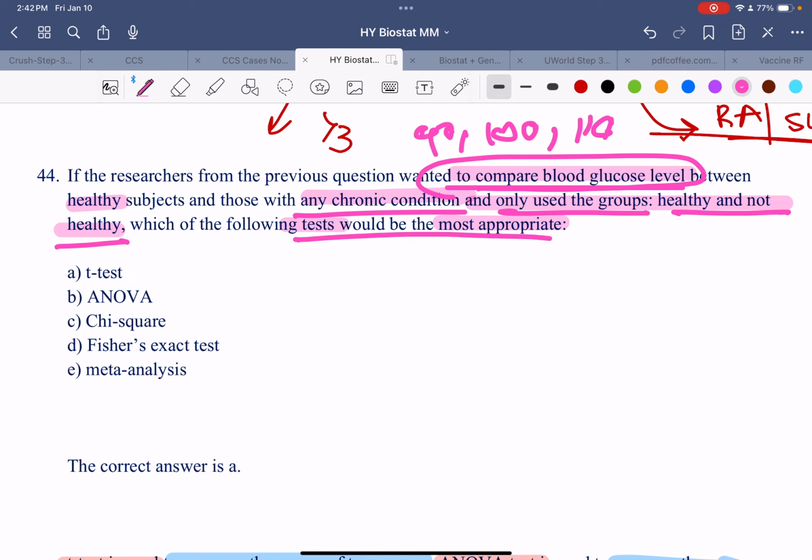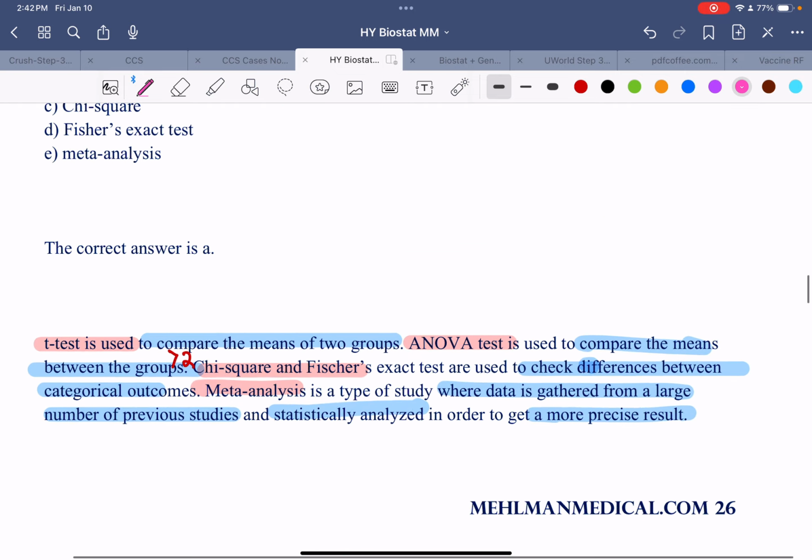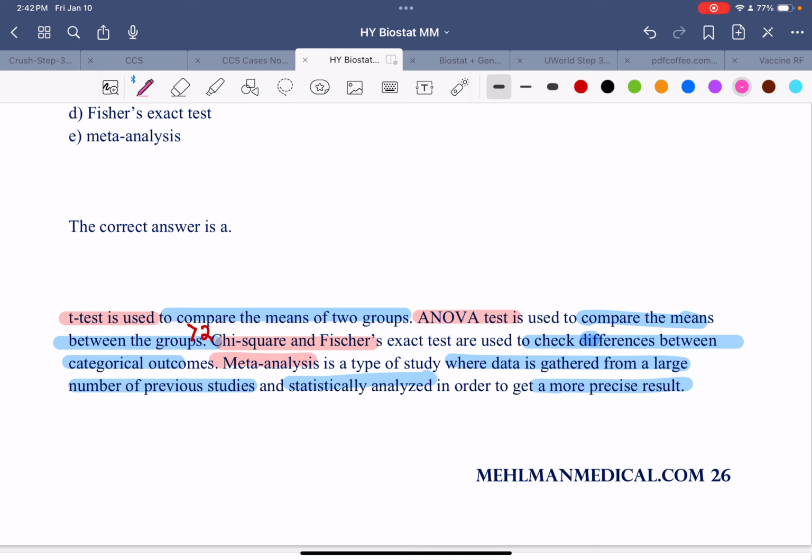So the test that would be most appropriate for these two groups would be the t-test. T for 2 and T is smaller than ANOVA. So for comparison of the mean of two groups, t-test. Comparing the mean of greater than two groups, ANOVA. Checking the differences among categorical outcomes in just two groups, Fisher's exact.